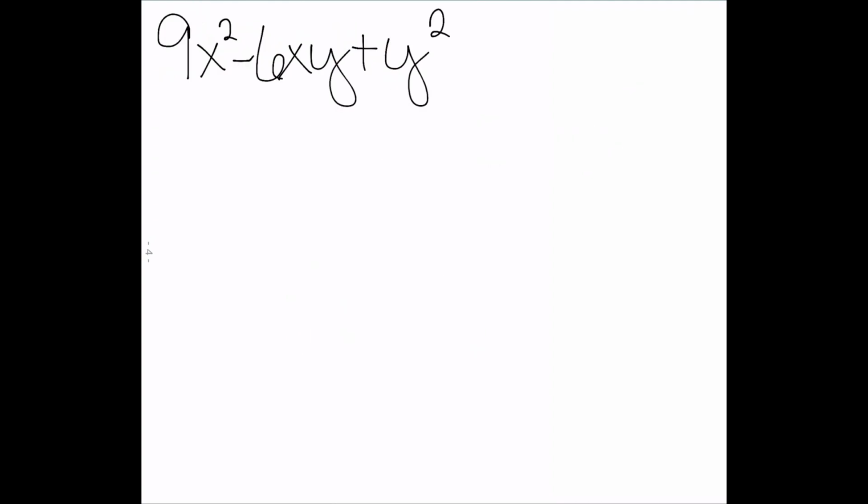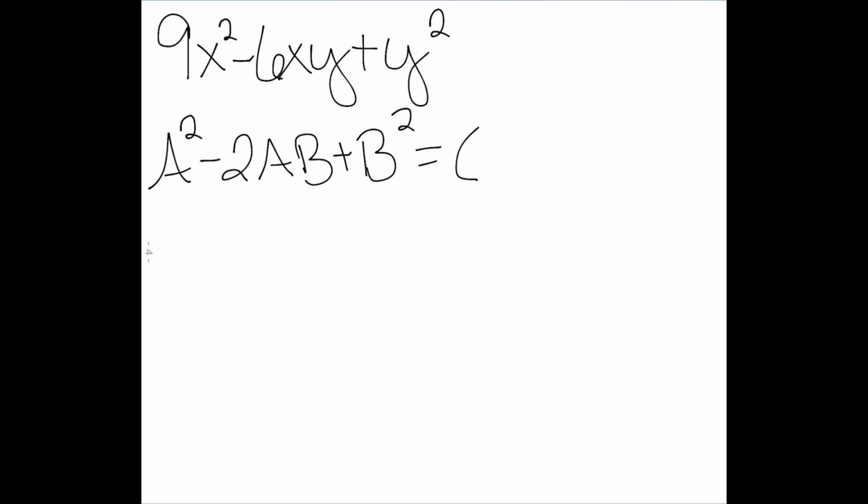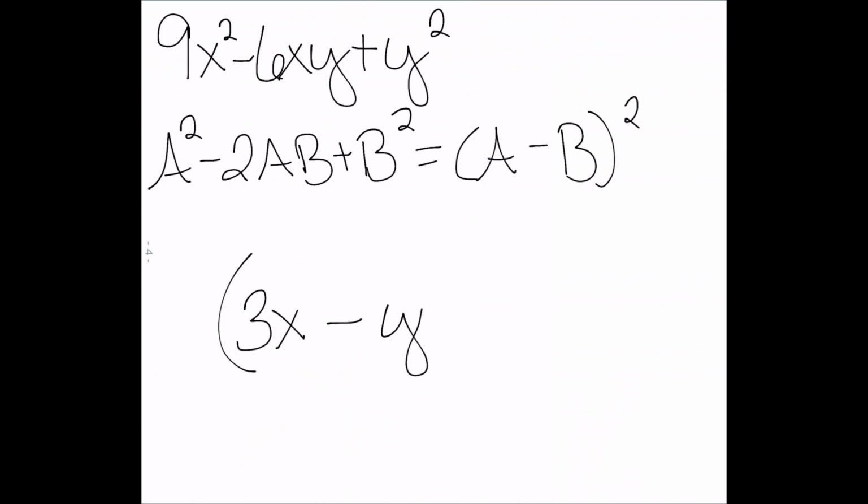My next one, 9x squared minus 6xy plus y squared. This is very similar to our last example. The number in front of x squared is a perfect square, and the number in front of y squared is a perfect square. The only difference is I have a minus sign in the middle this time. So this time I have a squared minus 2ab plus b squared. So that'll make this a minus b squared. 3x squared would give me 9x squared, minus, in this case, b is just y.